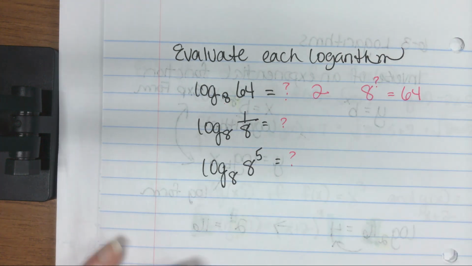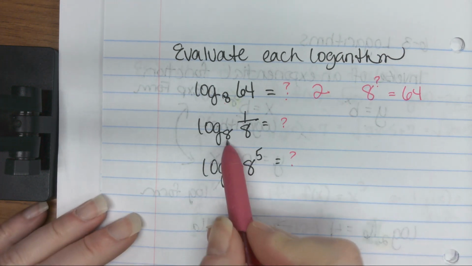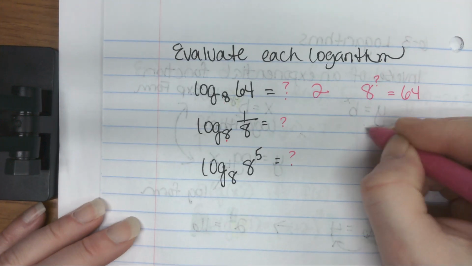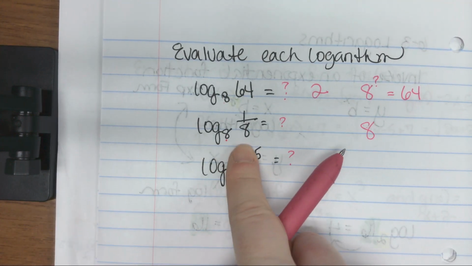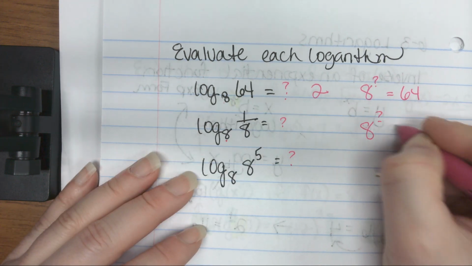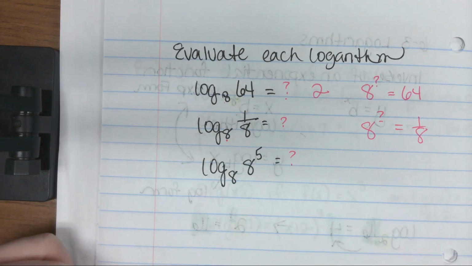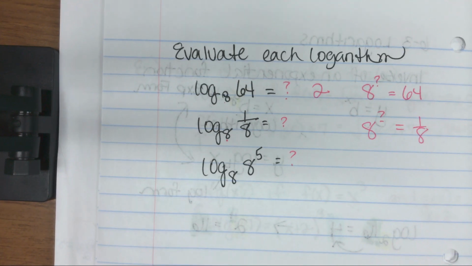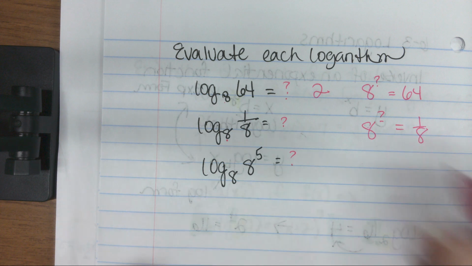Okay. All right, this is asking, you don't have to write this down. I'm just saying so you're understanding how we are getting these answers. 8 to what exponent gives me 1 over 8? Well, since it's 1 over, it's going to have to be a negative exponent. And it's the same number, right? So it's just a negative 1.